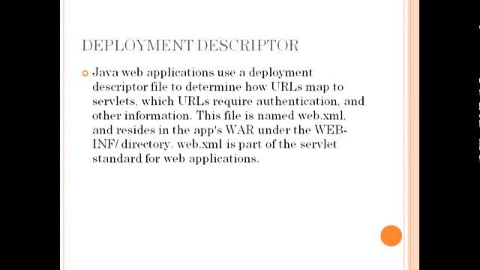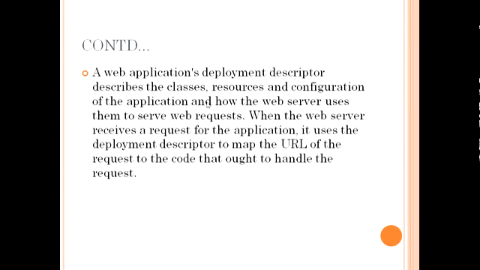Then the deployment descriptor. Java applications use a deployment descriptor file to determine how URLs map to servlets, which URLs require authentication, and other information. This file is named web.xml and it is located in the WEB-INF directory. web.xml is part of the servlet standard for web applications. A web application deployment descriptor describes the classes, resources and configuration of the application and how the web server uses them to serve web requests. When the web server receives a request for the application, it uses the deployment descriptor to map the URL of the request to the code that ought to handle the request.